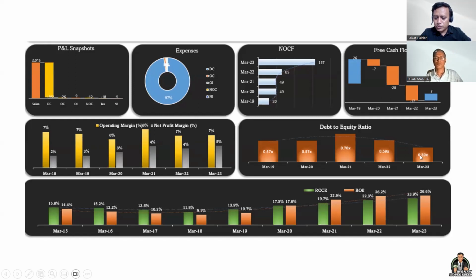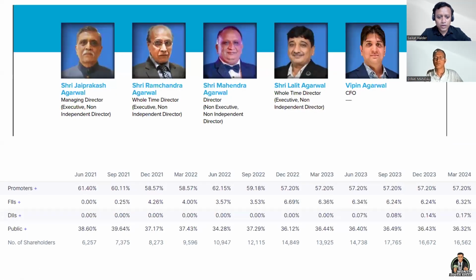Debt to equity ratio is still comfortable, and you can look at one of the beautiful parts over here. It is their ROE, return on equity, and ROC. These parameters are very strong. Now look at their promoter. The only challenge that I think is that the company is a family business run by Agarwal.